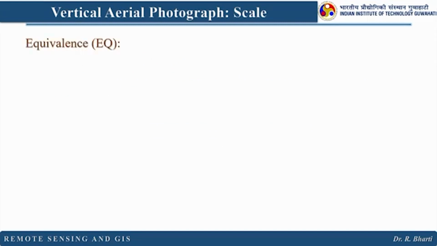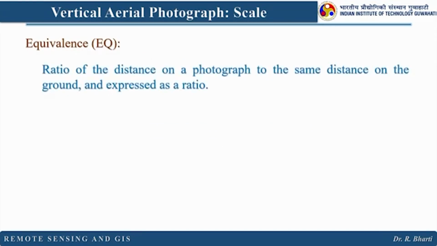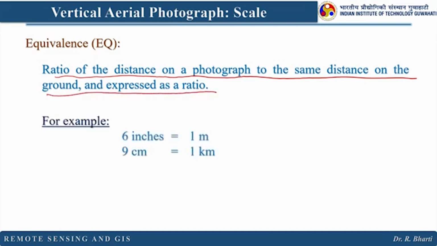Now, let us understand equivalence. It is the ratio of the distance on a photograph to the same distance on the ground, expressed as a ratio. For example, 6 inches is equal to 1 meter, or 9 centimeters is equal to 1 kilometer, and usually these units are not the same in equivalence.